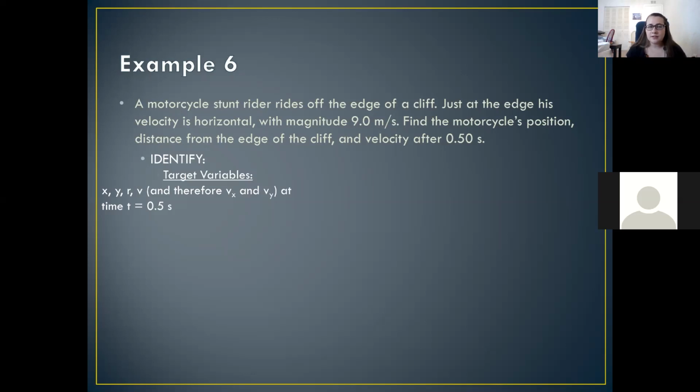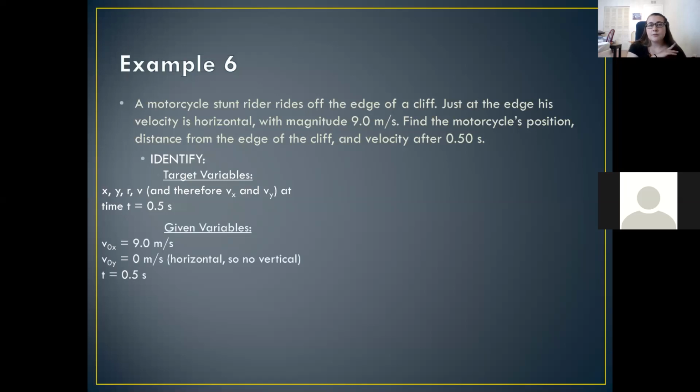And we're looking for the velocity. So in order to find the velocity, we'll find as we go through this problem that first we'll need to find the velocity in the x direction and in the y direction, and then we'll find the magnitude. So that's why I have, and therefore, vx and vy. Even though it didn't specifically ask you to find those, you'll find that it is helpful to find those. And we're looking at a specific time that it gives us, and that time is 0.5 seconds.